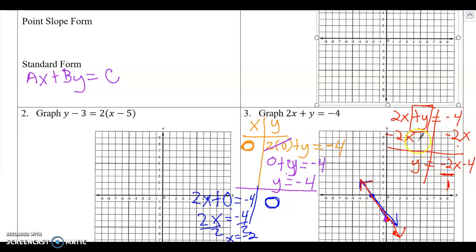So you can always get y by itself like I did in red, or you can plug in 2 points into the equation. X is 0, and then y is 0, and then also graph it. I don't really care which way you do it. That's a personal choice. Okay? Now you can start the practice.